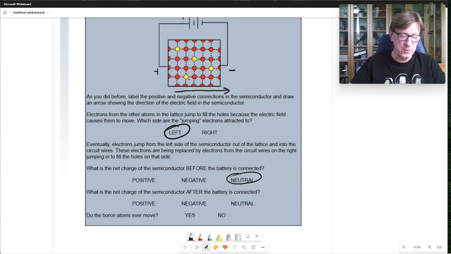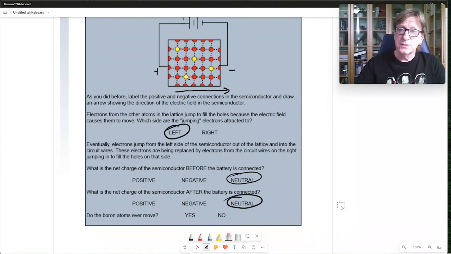What about after we connect the battery? Same situation. Yes, I have electrons that are leaving the lattice, but they're being replaced at the exact same rate by electrons that are entering the lattice. And so the net charge, even after I connect the battery, is still going to be neutral.